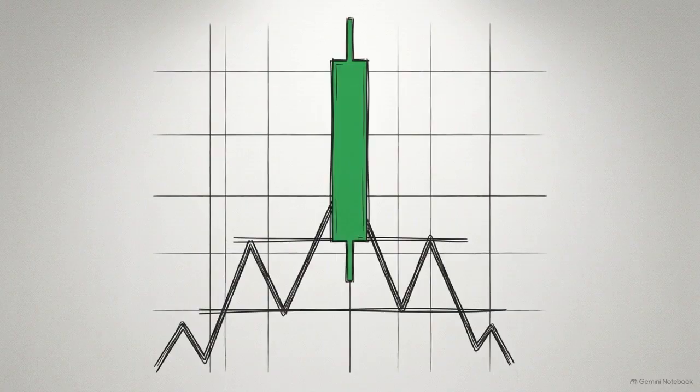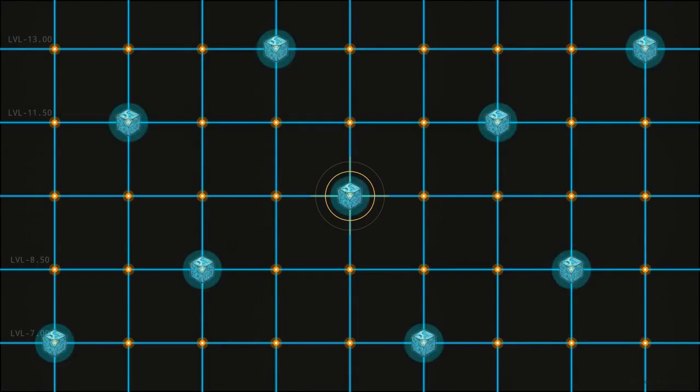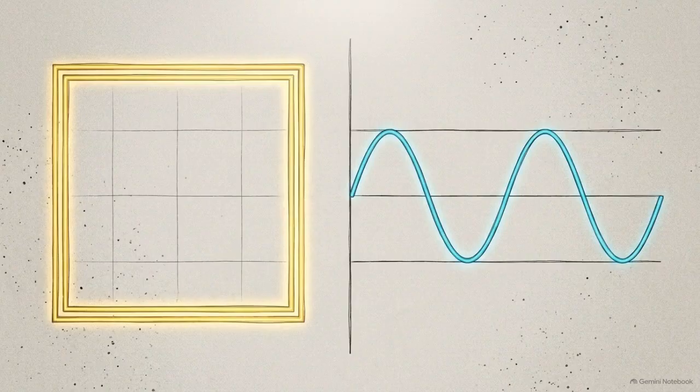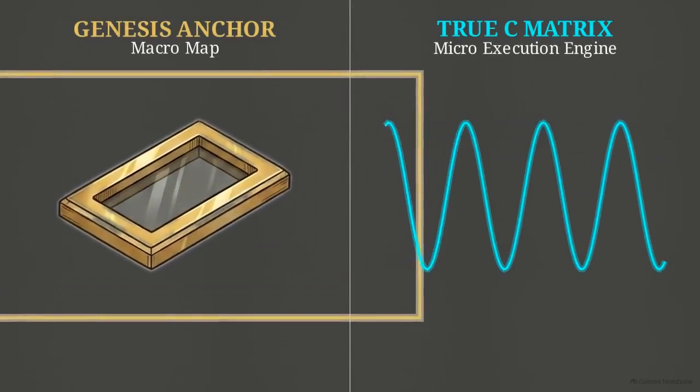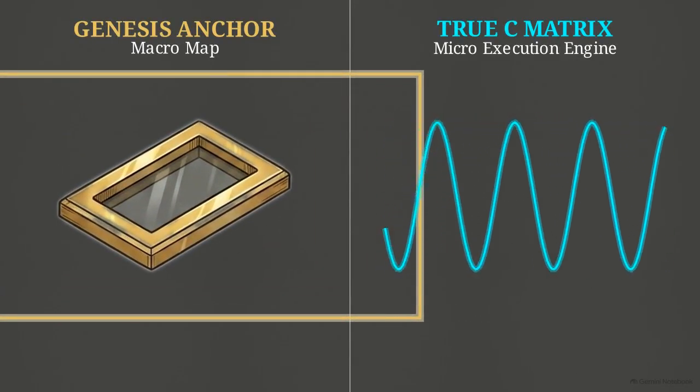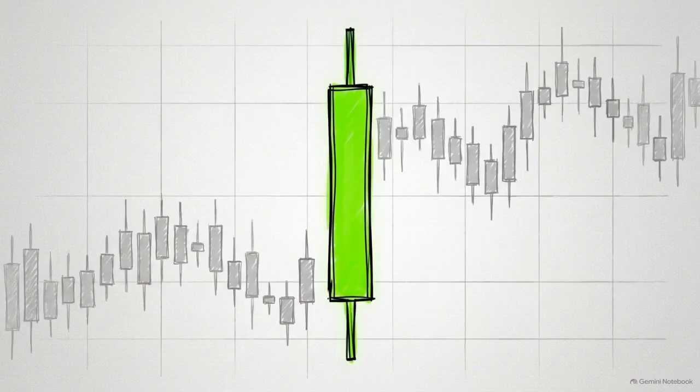By the end of this breakdown, you will see exactly why long-term survival in quantitative trading requires abandoning discretionary pattern recognition entirely, and instead mapping the exact limit order grids used by institutional algorithms. To build this pipeline, we rely on two distinct mathematical components working in tandem: the Genesis anchors, which provide our macro map, and the True C Matrix, which acts as our micro execution engine. We start with the map.